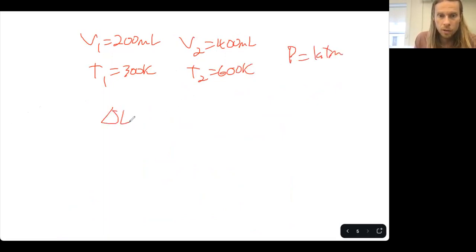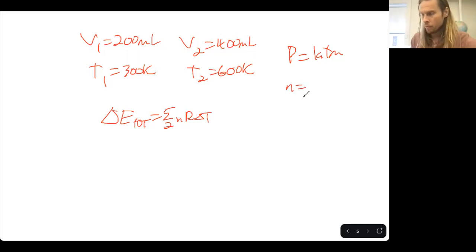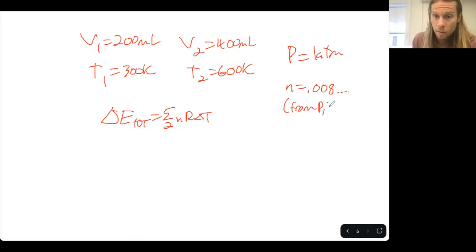We can solve for delta E total equaling 5/2 nR delta T. N turns out to be, I think, 0.008 something. This was on our homework. And you get this from PV equals nRT. P1 V1 equals nRT1. You just plug in V1 and T1 and 1 atm. Well, convert to pascals and cubic meters, and you can solve for N. Plug that in there, and we get positive 50.66 joules.